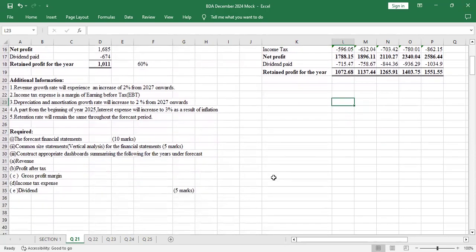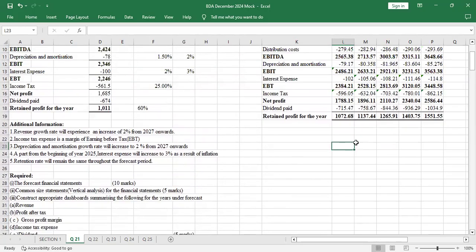So I'll go to additional information. Required 2 is the common size statements, in bracket vertical analysis, for the financial statement. This one is a statement of profit or loss, and it's a single statement, so the only thing I can do here is the common size statement, and that is vertical analysis.